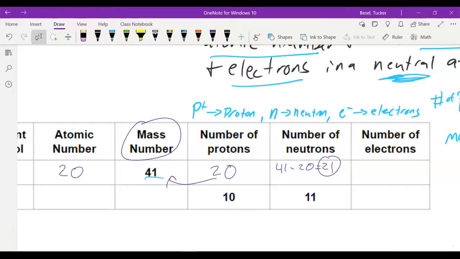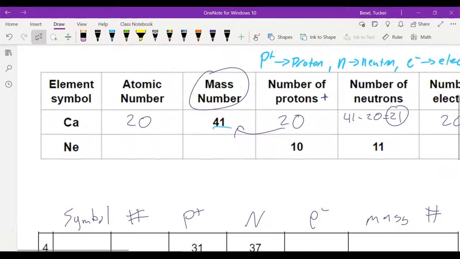The number of positively charged protons has to equal the number of negatively charged electrons. And so this would be 20. You can think about it like there's 20 positives and there's 20 negatives. So when you put that together, the total charge is neutral, or 0. All right, moving right along here.